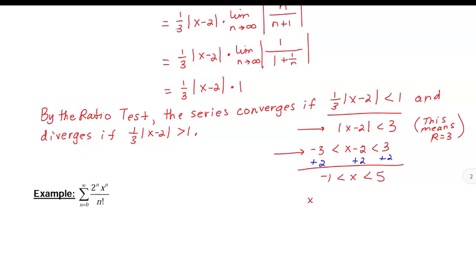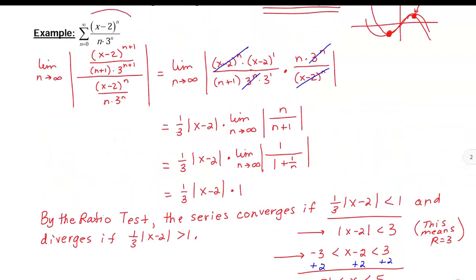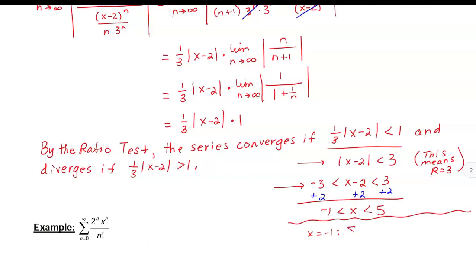The first endpoint is x = −1. In order to check this endpoint, I'm going to go back to the original series up at the top, and I'm going to substitute −1 in for x. When I substitute −1 in for x, I get the quantity (−3)^n. So the series becomes (−3)^n over n times 3^n. This is an alternating series. So when I look at part 1 of the alternating series test, I'm looking at 1 over n times 3^n compared to 1 over (n + 1) times 3^(n+1).